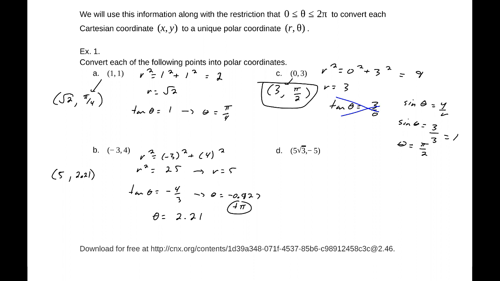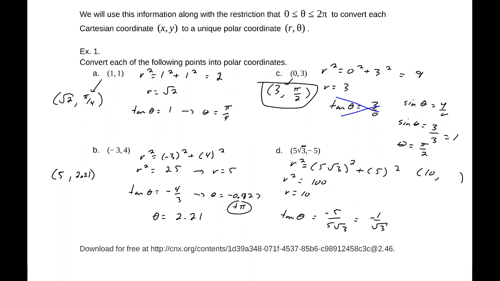Last one of these, r squared equals 5 square roots of 3 squared plus 5 squared. That is going to add up to be 100, which makes r equal to 10. So our point is going to be 10, something. Now our tangent theta is going to be equal to negative 5 over 5 root 3, which is negative 1 over root 3. And so theta is negative pi over 6. Now that is not between 0 and 2 pi like we want. So we will add pi to that. So that would be 5 pi over 6. So our point is 10, 5 pi over 6.